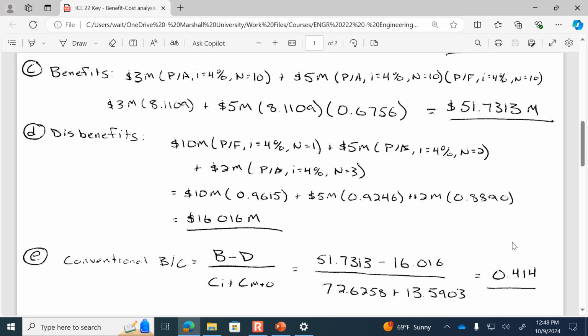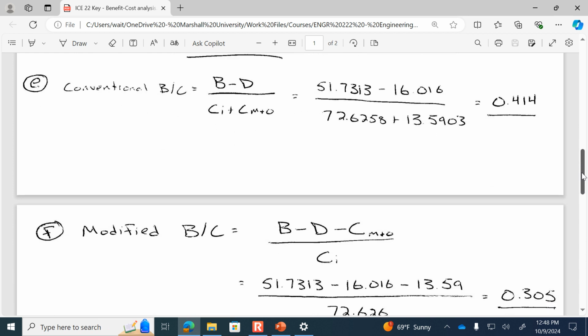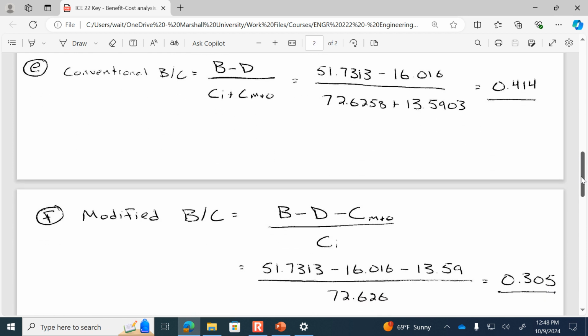And the picture doesn't look any more favorable when we consider the modified benefit cost ratio. The modified benefit cost ratio is also below 1. So this is not an acceptable project according to either one of the techniques. So this project should be rejected.